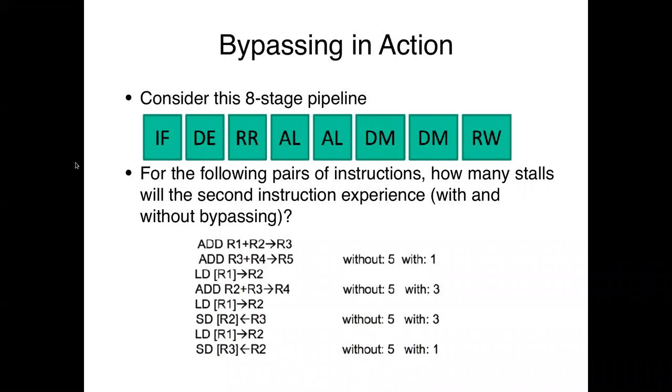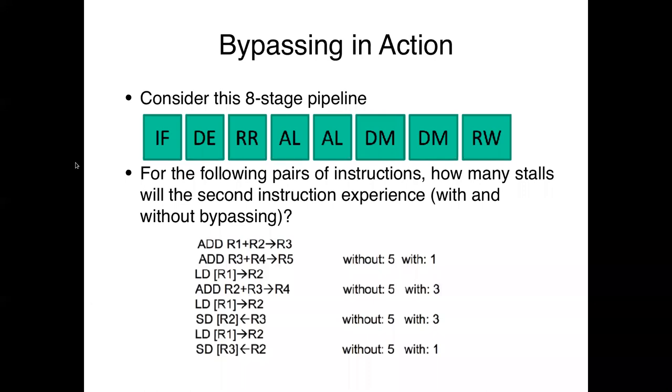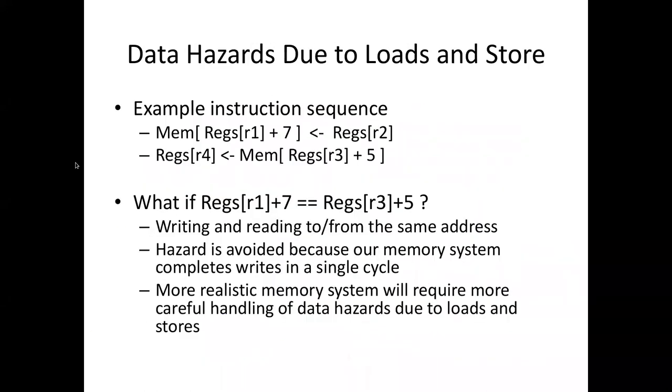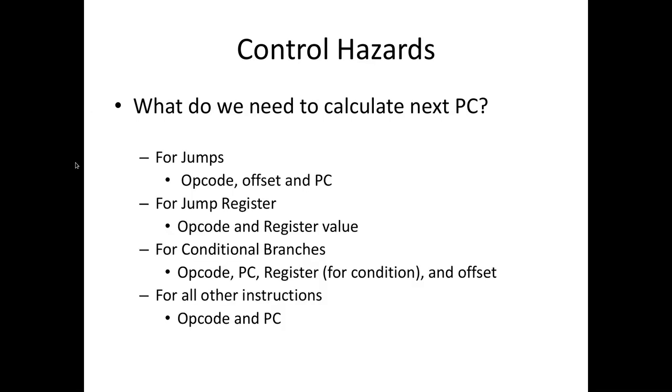So yeah, bypassing is cool. It's going to be very useful. Now, that's talking about these data hazards. Let's look now at control hazards. These again come up when you have a branch, so an if statement or just a normal jump. And the reason why it's a problem is we need to figure out what is the next program counter. Okay, so let's figure out what we actually need to calculate where we're going to need to fetch the next instruction from.